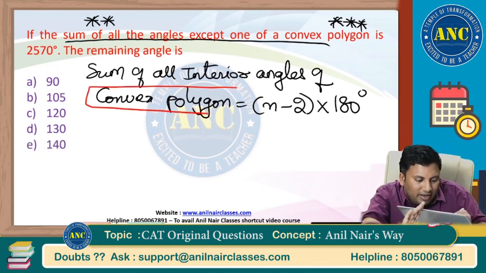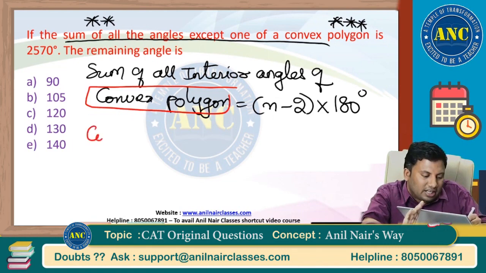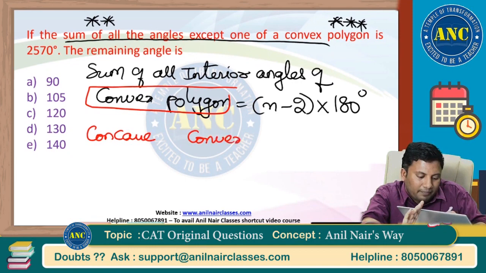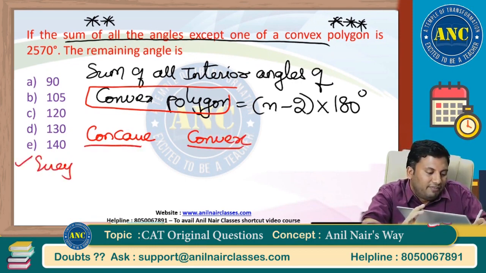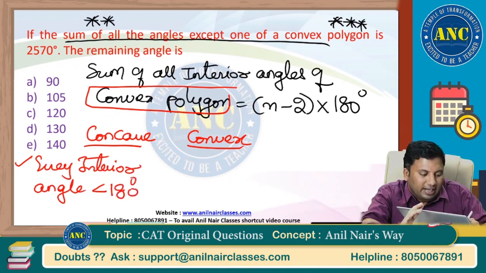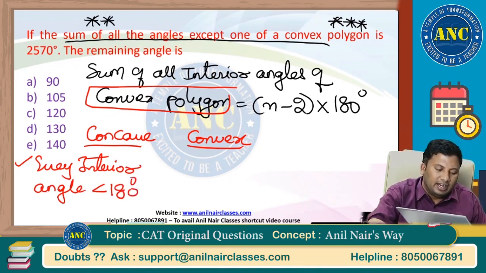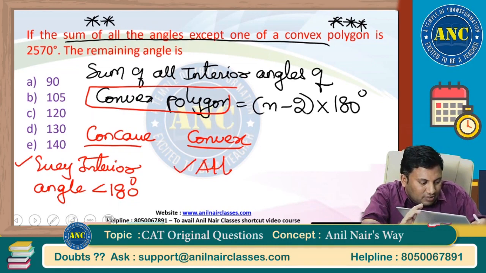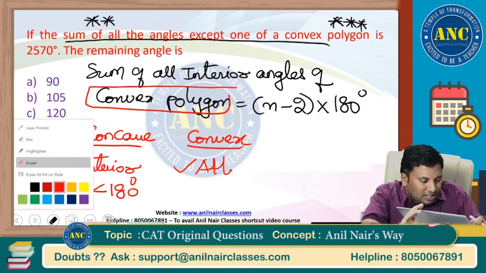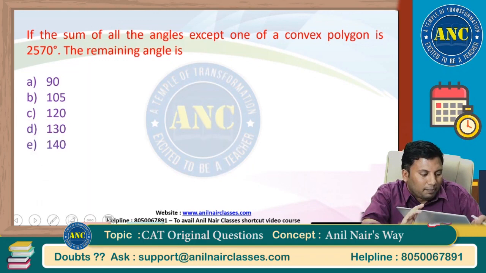It is a convex polygon. You need to understand the difference between a concave polygon and a convex polygon. In a convex polygon, every interior angle is less than 180 degrees. Every interior angle is less than 180 degrees. Convex polygon. Please write down, sir.